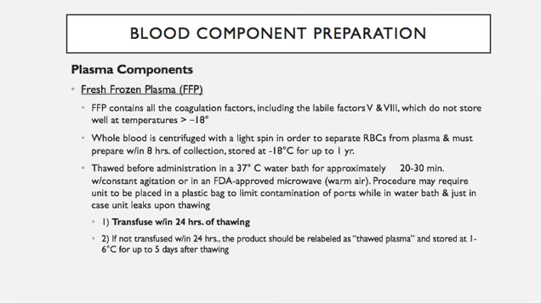Okay, and then plasma components. So we've got fresh frozen plasma. FFP contains all the coag factors, including the labile factors 5 and 8, which do not store well at temperatures over -18. Whole blood is centrifuged with a light spin to separate red cells from plasma and has to be prepared within 8 hours of collection, and then it has to be stored at -18 degrees for up to 1 year. It has to be thawed before it's administered in a 37°C water bath for about 20 to 30 minutes with constant agitation. And that's exactly what it sounds like.